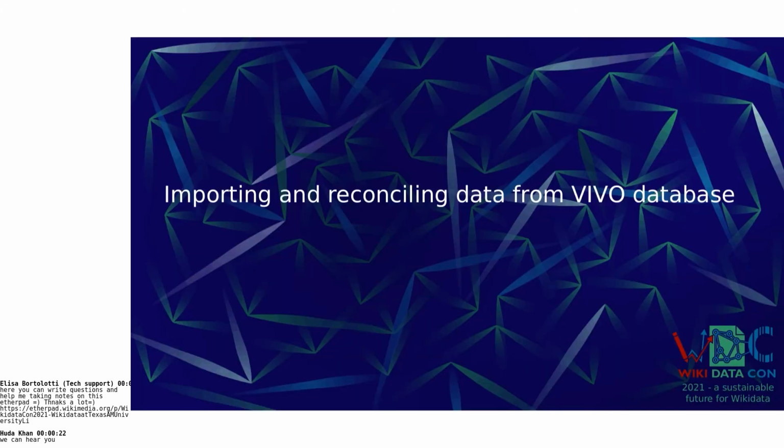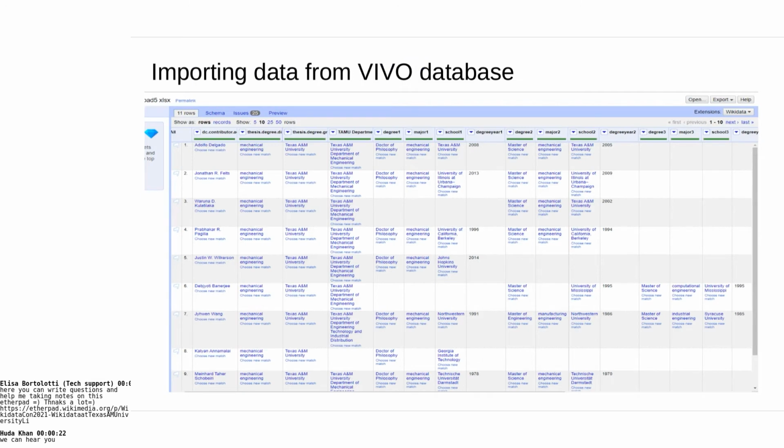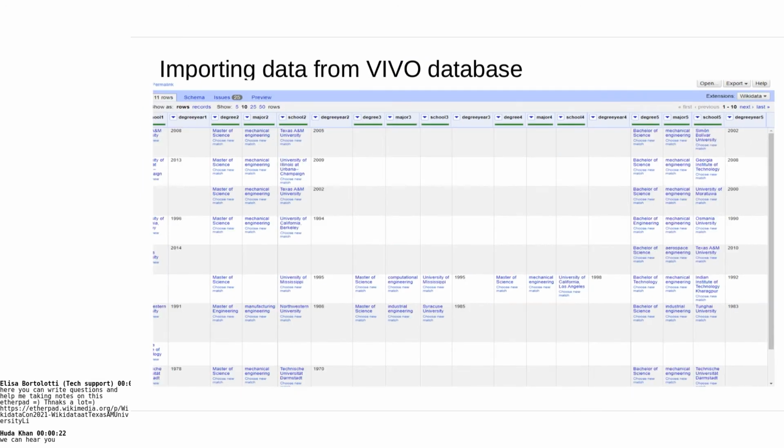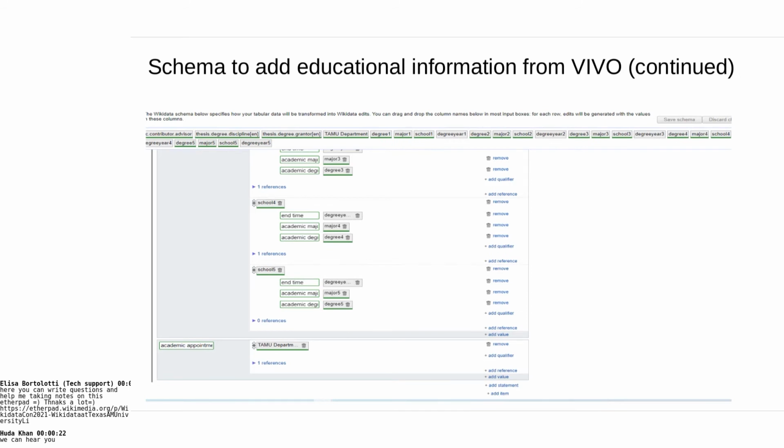As for VIVO, this is a screenshot of what the raw data looked like once we had asked our digital initiatives staff to download the metadata for the properties we were interested in. You can see a lot of this was things like the type of degree they have, what they majored in, what school they attended that conferred the degree, and the year they graduated. So that information was also input into Wikidata, and here's what the schema looked like for this background of educational information. We also added academic appointment for the Department of Mechanical Engineering.